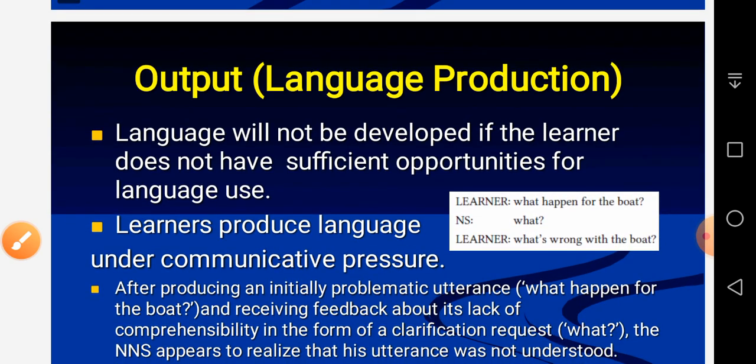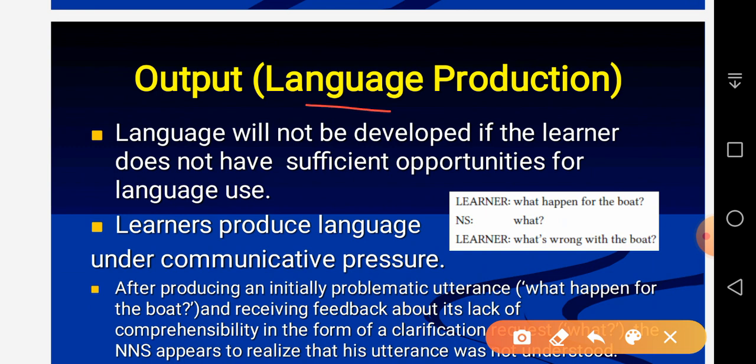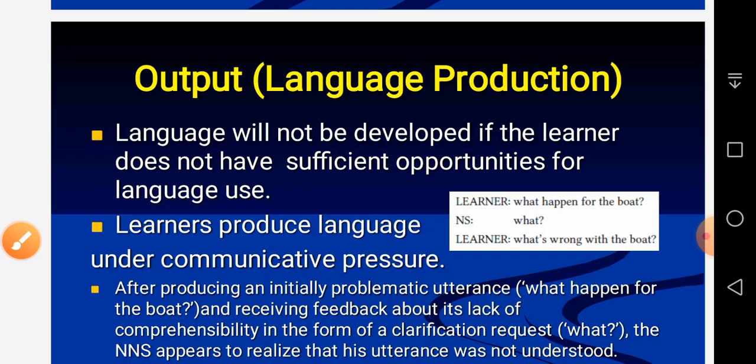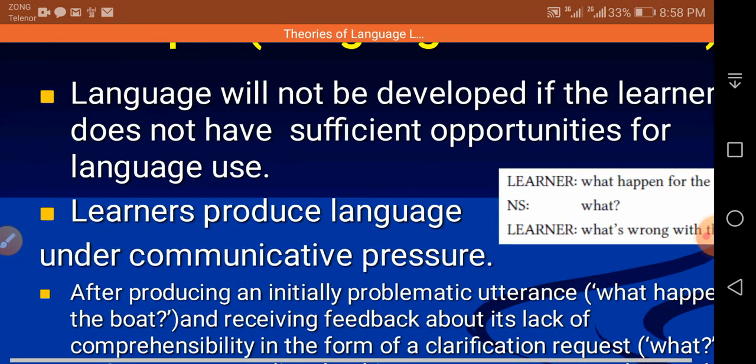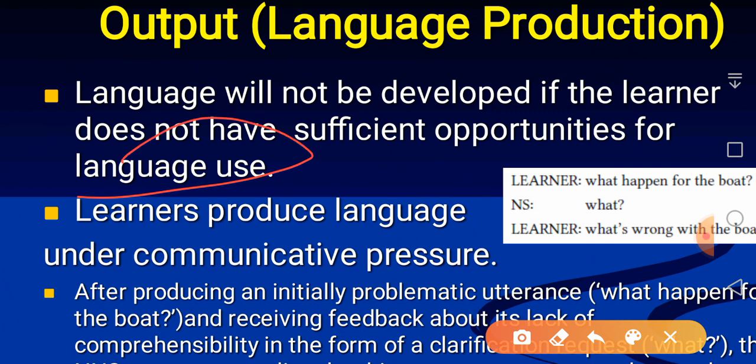So now let's talk about the third construct known as output. This is known as language production. So language will not be developed if the learner does not have sufficient opportunities for language use. And this is the case with our students. We keep teaching them grammar. Usually I don't have much approval for grammar. I don't like the traditional grammar, pedagogical grammar. So we keep teaching them nouns, pronouns, etc. It's a one way traffic. The language is being poured into their minds, but they are never offered any opportunity to use language.